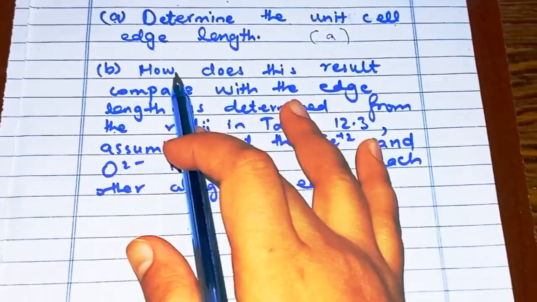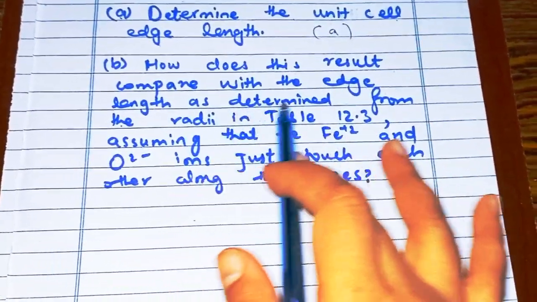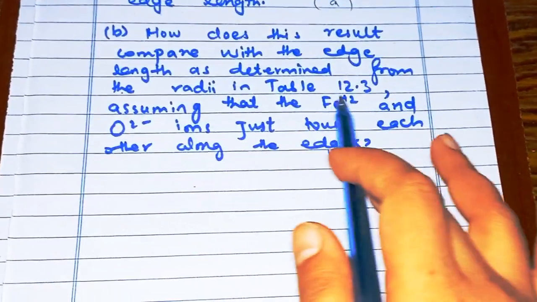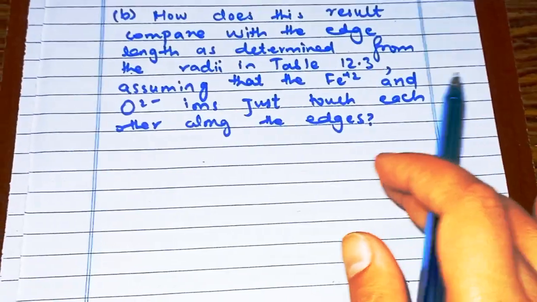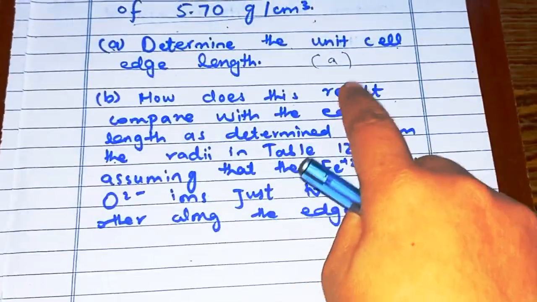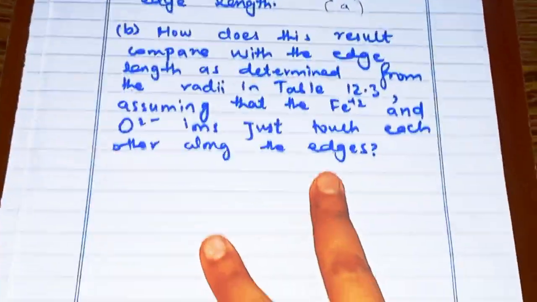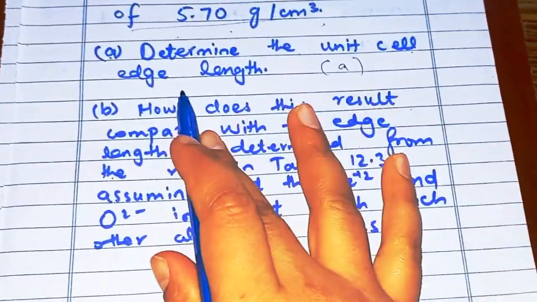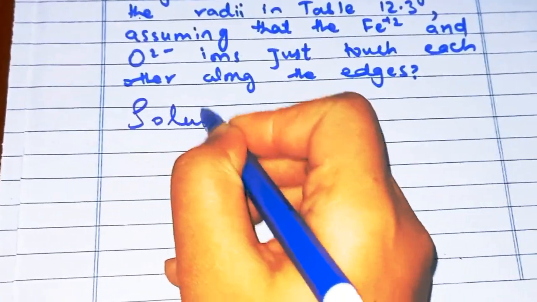And in part B, we have to see how this result compares with the edge length as determined from the radii in table 12.3, assuming that the ferrous and oxygen ions just touch each other along the edges. So we'll see how we can do that. Let's quickly get started with the solution. Let's determine the unit cell edge length from this information first. Solution.